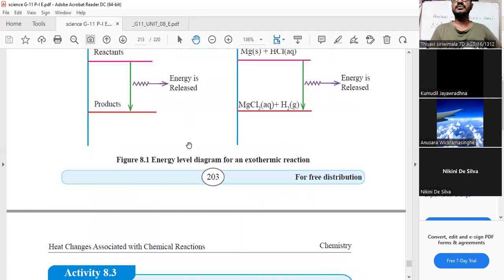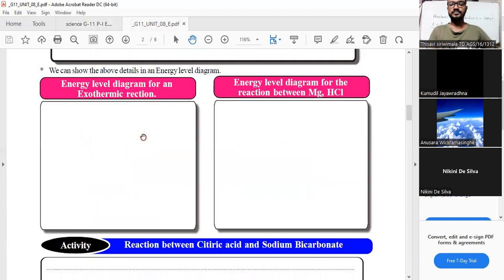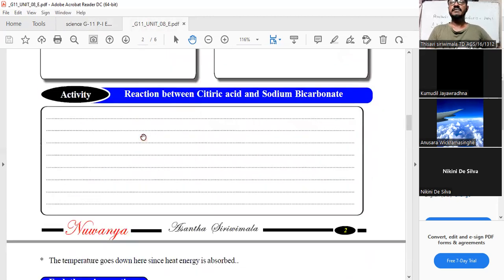I hope that you completed that. So we'll continue with the lesson. Reaction between citric acid and sodium bicarbonate, right?